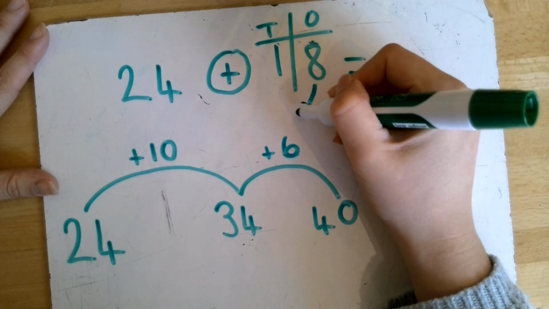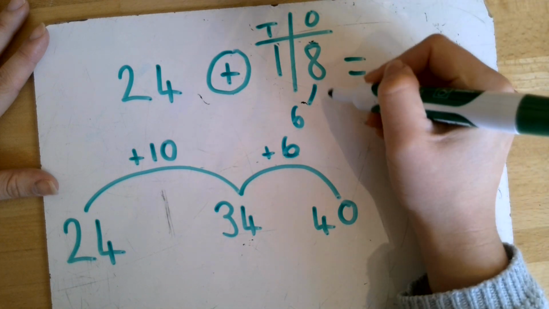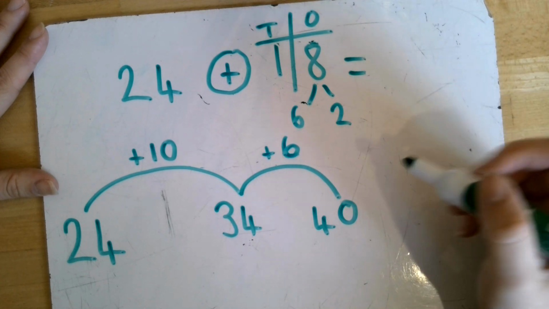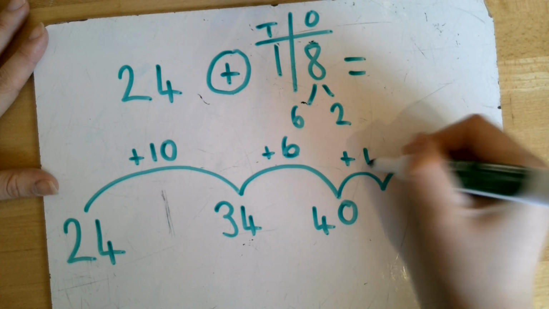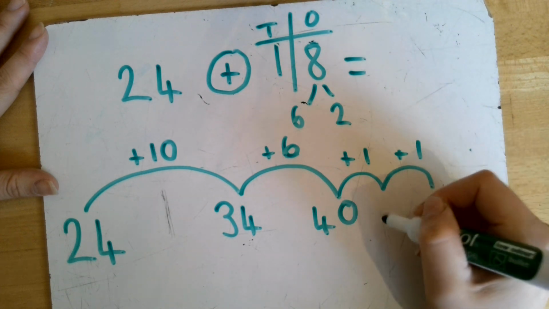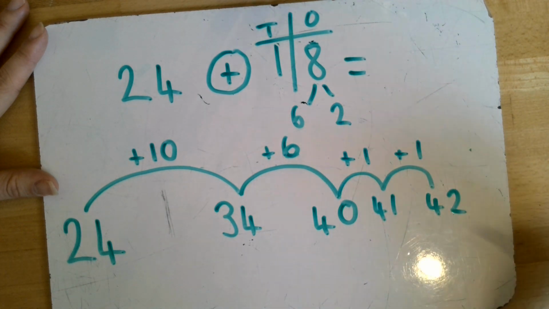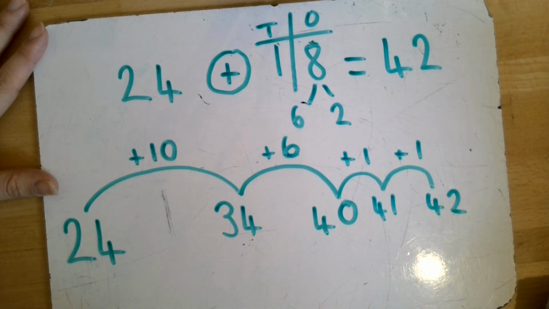Now, I can partition 8 into 6 and 2. So I've added the 6. Now I need to add 2, which takes me to 41, 42. My answer is 42.